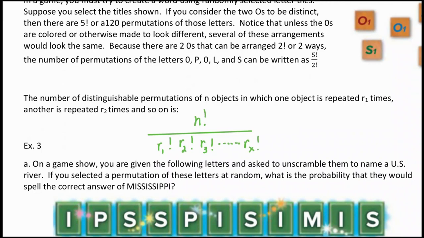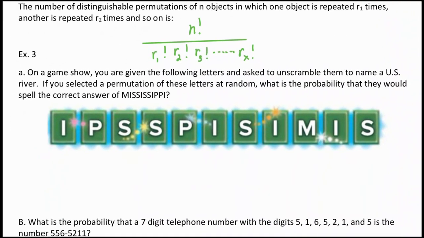Okay. So we're on a game show and we're given the following letters and asked to unscramble them to name a U.S. river. What river do we think it is? Mississippi. Okay. So if you selected a permutation of these letters at random, what's the probability that they would spell the correct answer of Mississippi? Say you're looking at this and you're like, I don't know, I'm just going to guess. What's the probability that you get it right?